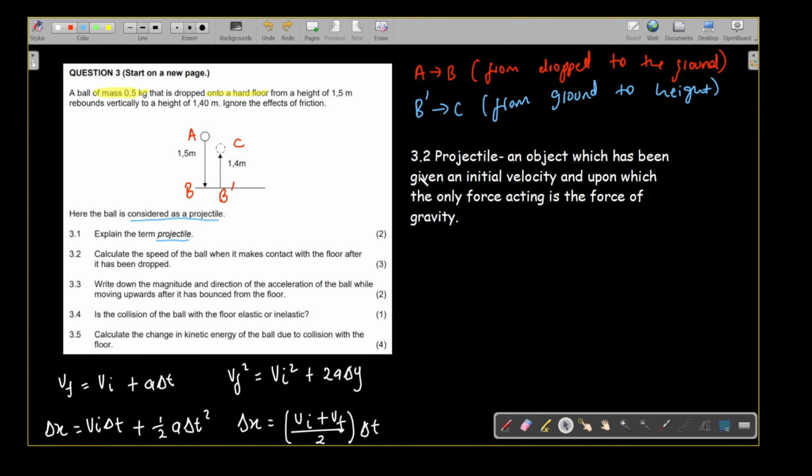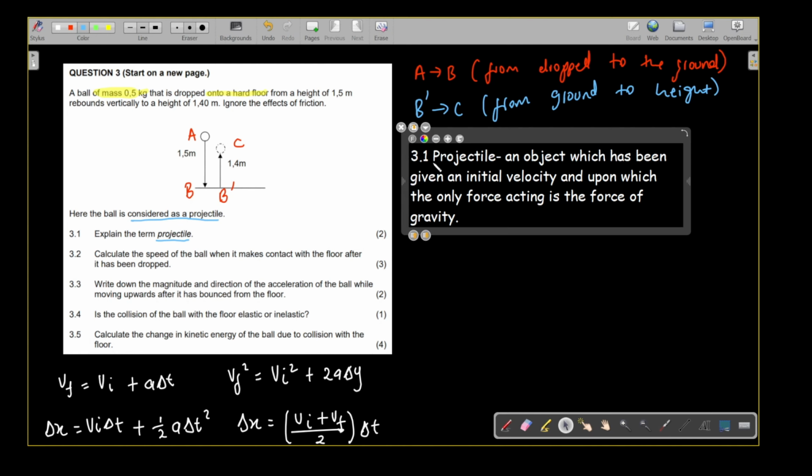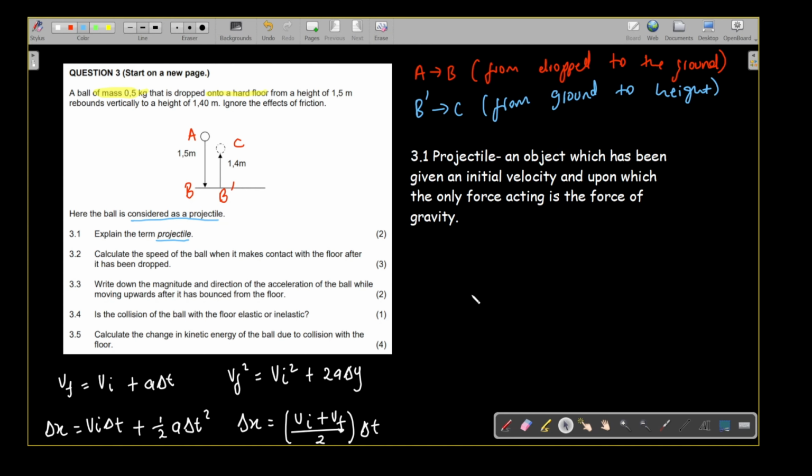Actually it's 3.1. For some reason I wrote 3.2, but that is actually 3.1. 3.2 now says calculate the speed of the ball when it makes contact with the floor after it has been dropped. We need the speed of the ball, meaning we're talking about velocity, when it makes contact with the floor, meaning it is on the ground, after it has been dropped. So which segment are we working with? Is it A, B, or B prime and C? It's actually A, B, isn't it? Yes, because it is from the moment it was dropped to when it reaches the ground.